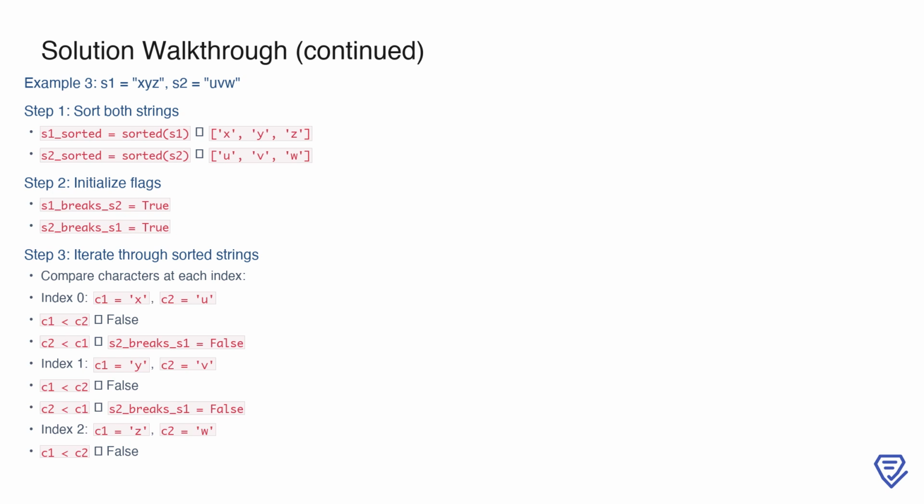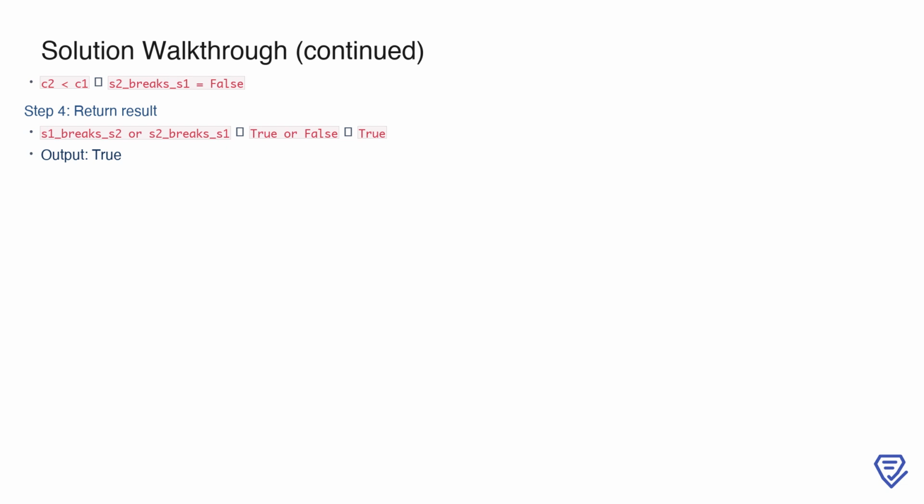At index 0, X from S1 is compared with U from S2. Since X is greater than U, S2_breaks_S1 is set to false, while S1_breaks_S2 remains true. At index 1, Y from S1 is compared with V from S2. The same pattern continues as Y is greater than V, so S2_breaks_S1 remains false. Finally, at index 2, Z from S1 is compared with W from S2. Again, Z is greater than W, and no changes are made to the flags.